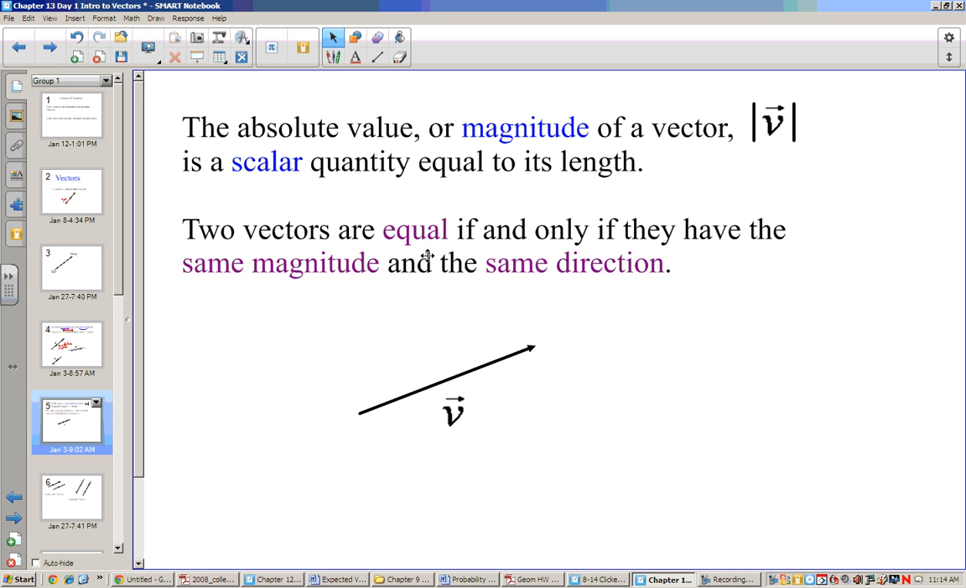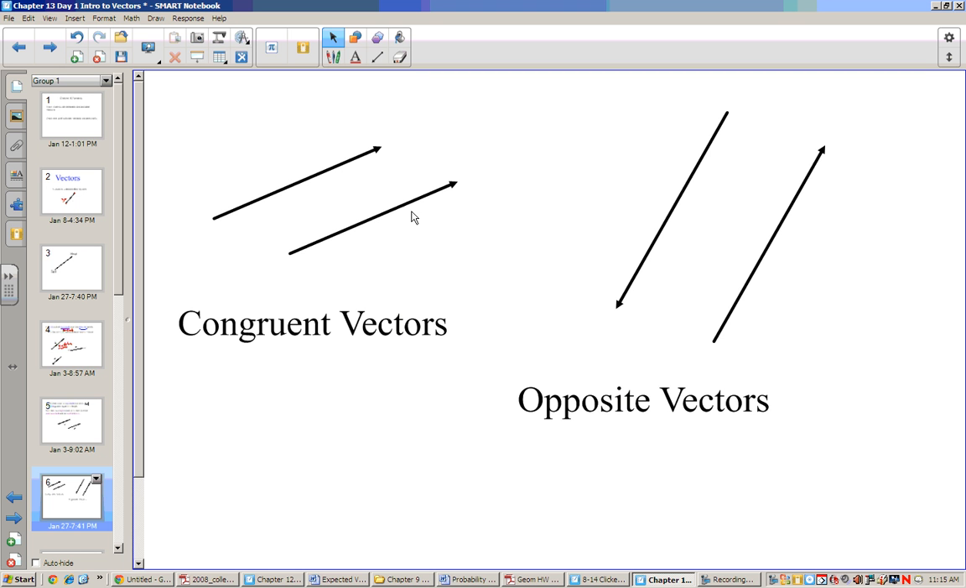Now, two vectors are equal if and only if they have the same magnitude and the same direction. So if I take this and bring it over here, these would be equal vectors. But as soon as I change the direction, even though their magnitudes stay the same, these are not considered equal vectors because they aren't going in the same direction, where now they are equal vectors. Congruent vectors have the same magnitude and the same direction. Opposite vectors have the same magnitude, but they're going in the exact opposite direction, so we switch one of their heads and tails around.